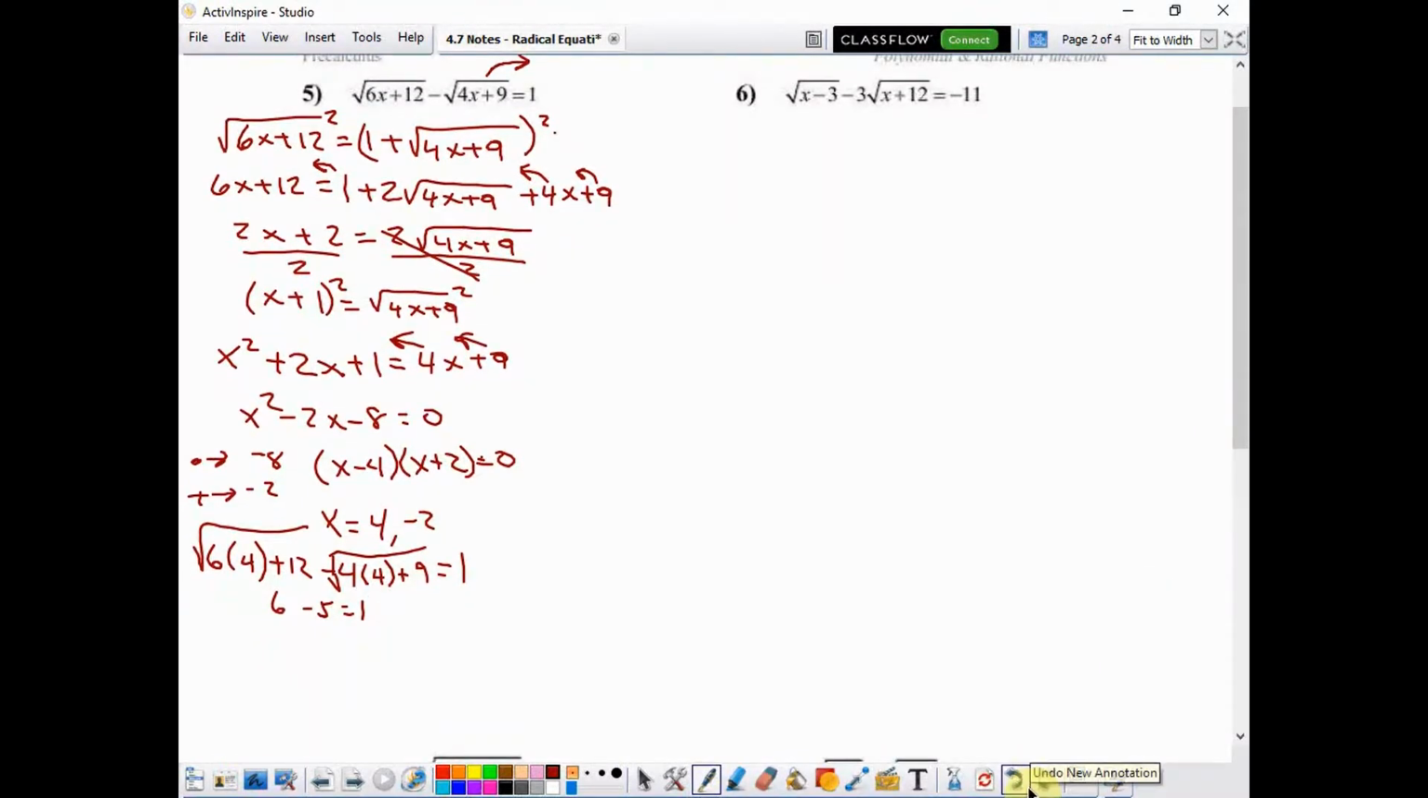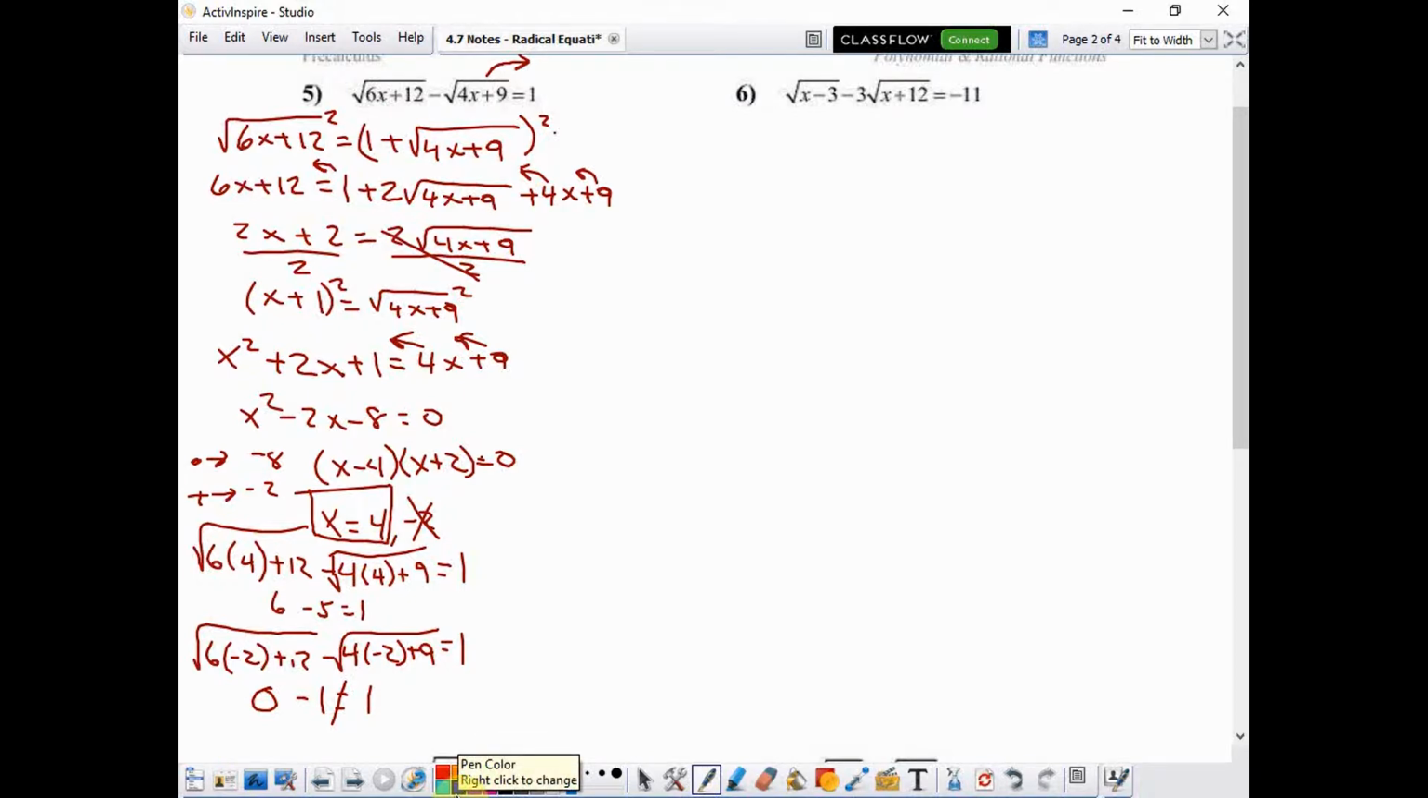Now I'll check negative 2. Six times negative 2 is negative 12, plus 12 is 0, square root is 0. 4 times negative 2 is negative 8, plus 9 is 1. Square root of 1 is 1. 0 minus 1 does not equal 1, so I have to throw out that solution. x equals 4 is my valid solution. x equals negative 2 is an extraneous solution.